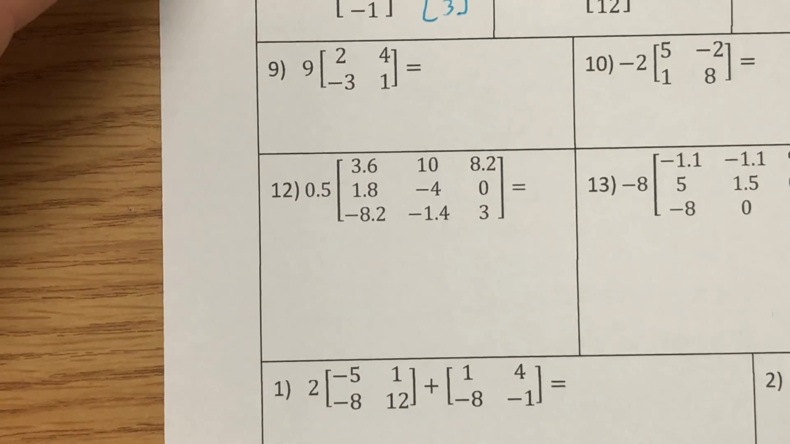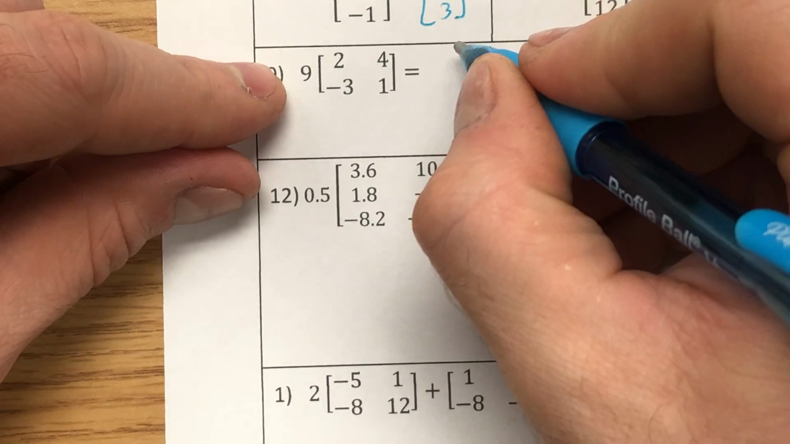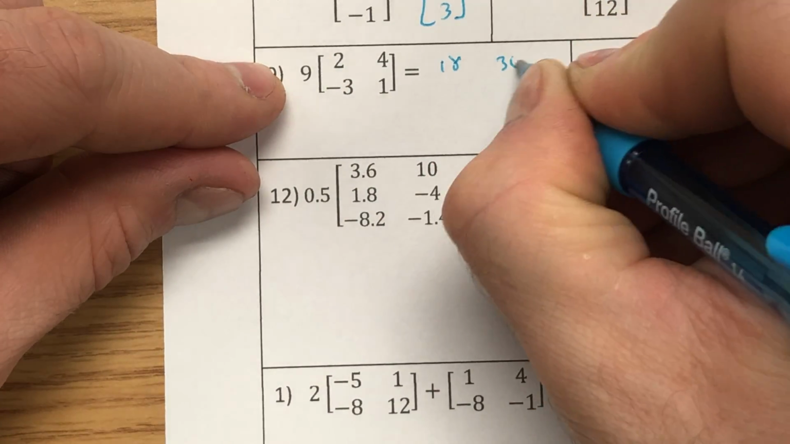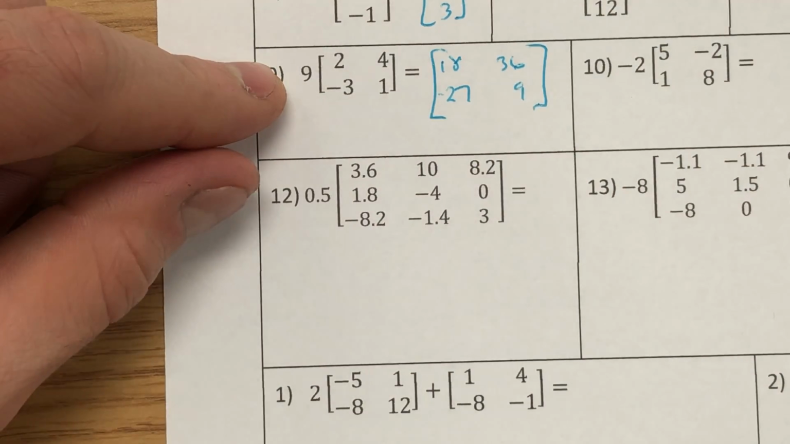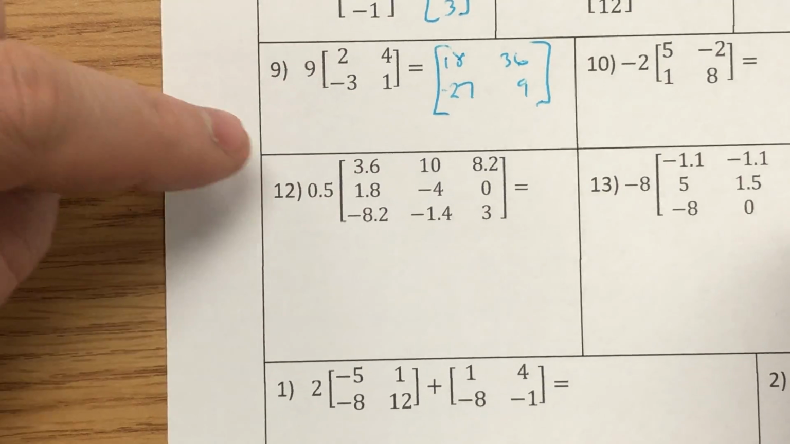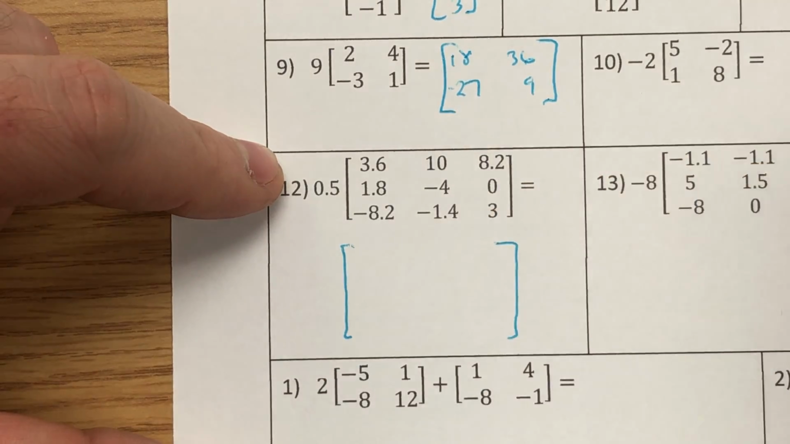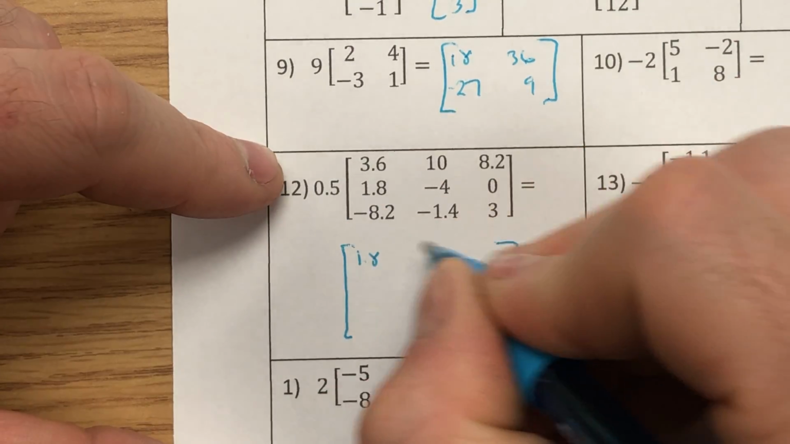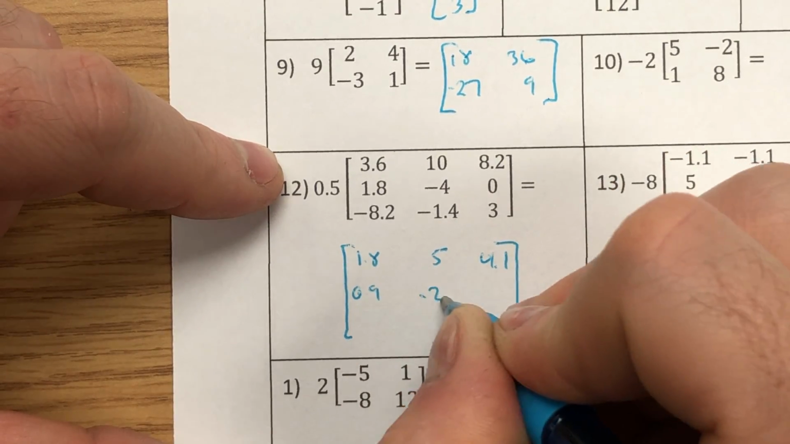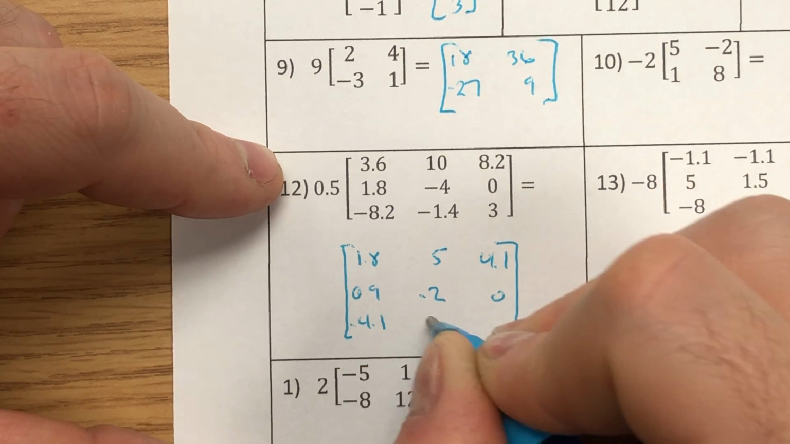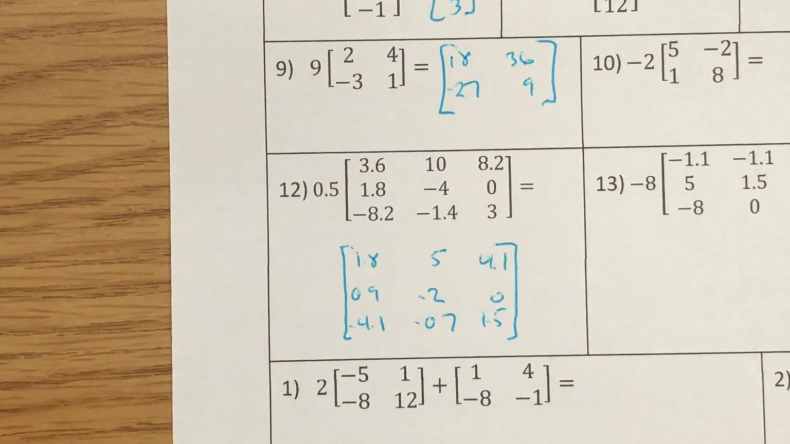Okay? Now that you've had a shot, I'm just literally multiplying each element inside this matrix by the scale factor of 9. So 18, 36, -27, and 9. Boom. That's it. If I have something like this, I'm just cutting each of these numbers in half. So I'm going to get a 3 by 3 matrix where each of my numbers is cut in half. It's going to be 1.8, 5, 4.1, 0.9, -2, 0, -4.1, -0.7, and 1.5. Awesome. Easy enough.